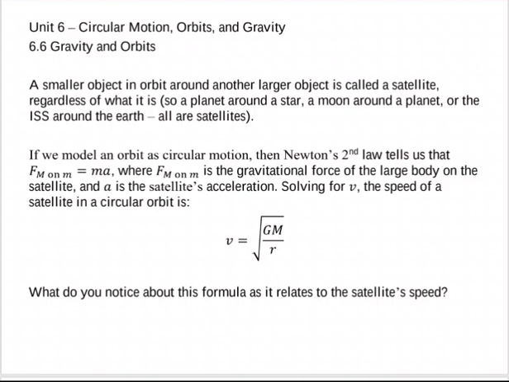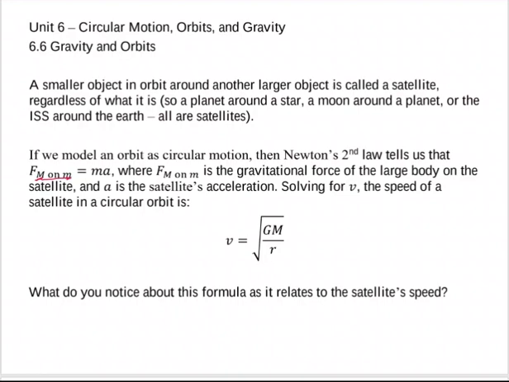So if we model an orbit as circular motion, then Newton's second law tells us that F equals ma, of course. So we have GMm over r squared equals ma, where the force of the big M on the little m is the gravitational force of the large body on the satellite, and a is the satellite's acceleration. So if we solve for v, then the speed of the satellite in circular orbit is v equals the square root of GM over r.